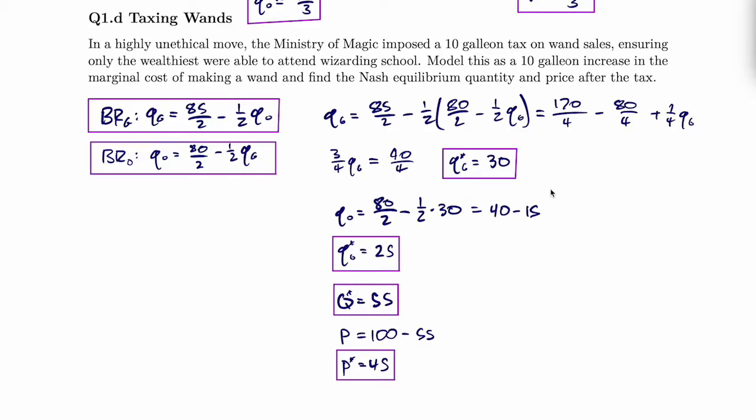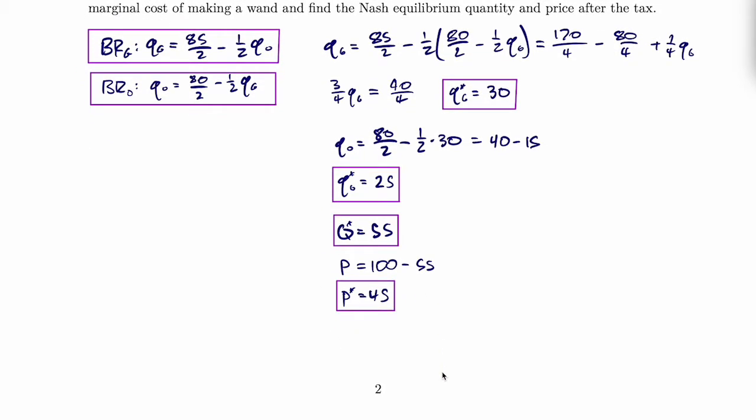This game is not symmetric, so we have to directly solve for QO. So we take Ollivander's best response here and plug in 30 in for QG. So we plug in 30 here and then simplify. So we get a QO star of 25. Our market equilibrium quantity would then be 55. And we plug 55 into our demand curve to get a price of 45.